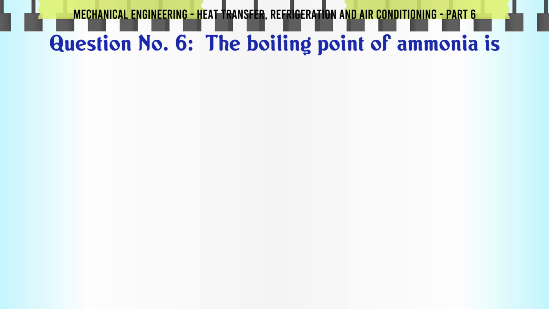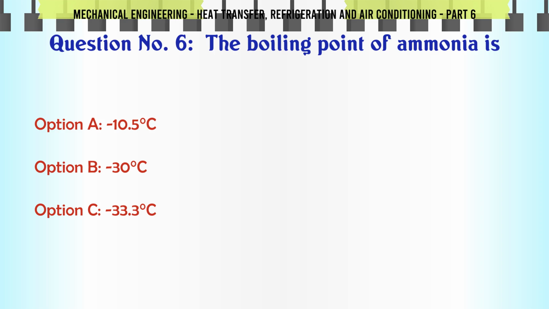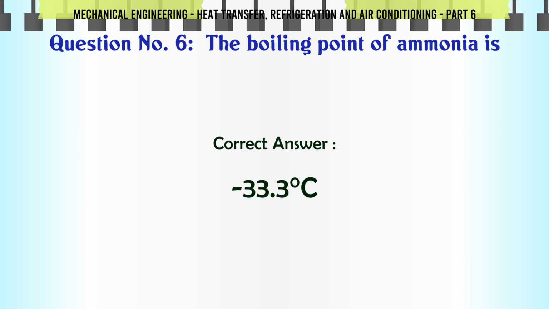The boiling point of ammonia is A. 10.5 C, B. 30 C, C. 33.3 C, D. 77.7 C. The correct answer is 33.3 C.